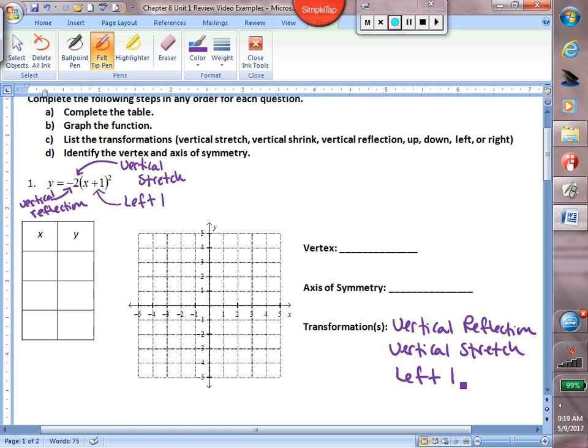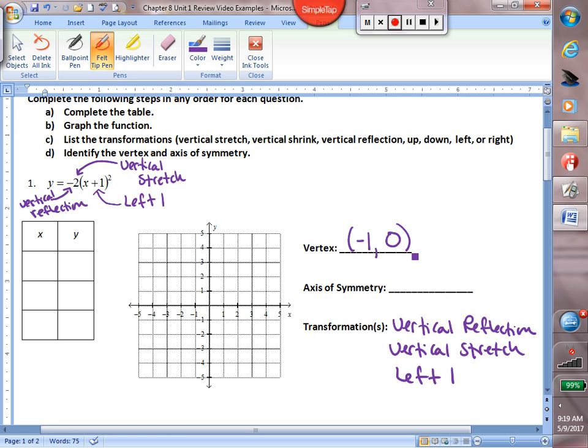Now we can also use these transformations to find our vertex and axis of symmetry. Our graph went to the left 1. So if I move left 1 on the x-axis, I'm now at -1. My graph does not move up or down at all. We do not have a transformation stating that we moved up or down. So the y value for the vertex will just stay at 0.